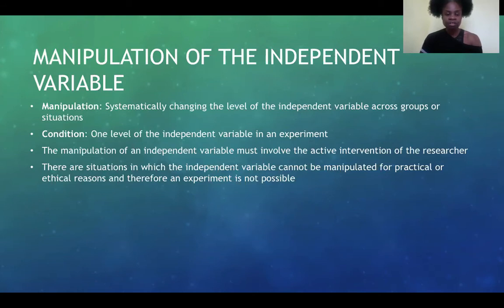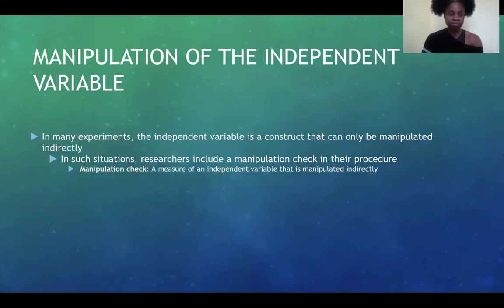The manipulation of an independent variable must involve the active intervention of the researcher. Comparing groups of people who differ on the independent variable before the study begins is not the same as manipulating that variable. It is important because groups that already differ in one way at the beginning of a study are likely to differ in other ways too. In many experiments, the independent variable is a construct that can only be manipulated indirectly.